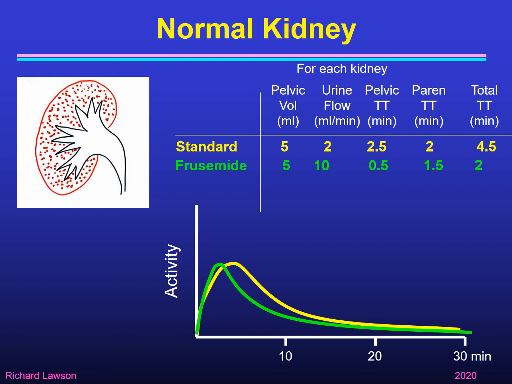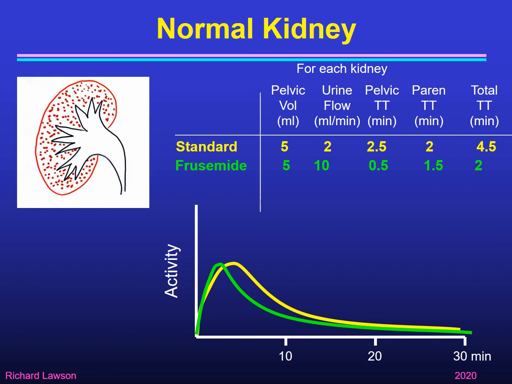So the total transit time is 0.5 minute through the pelvis, 1.5 through the parenchyma, which is a total of 2 minutes, and that gives a curve like this green one, which certainly peaks much sooner, but still washes out normally. So the effect of Frusemide is to speed everything up.